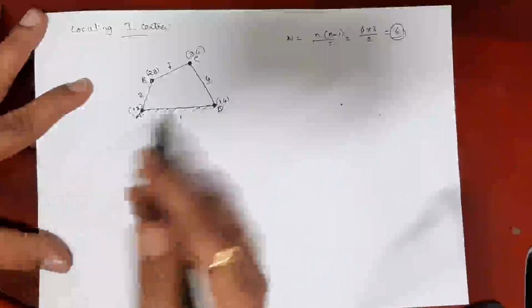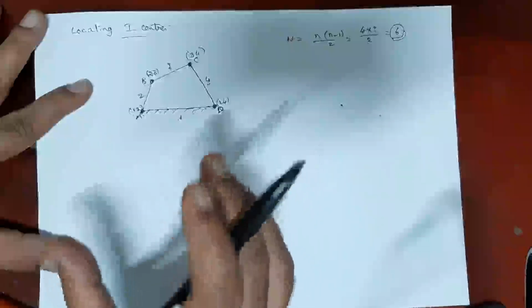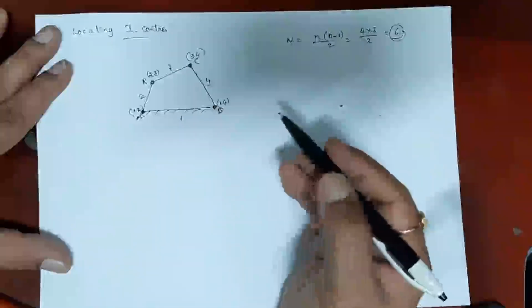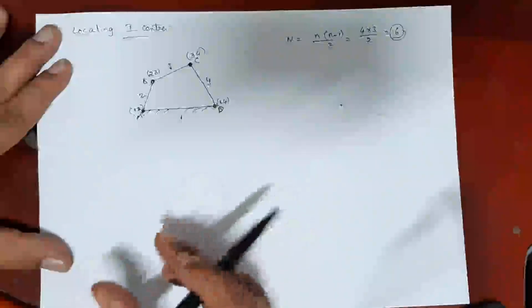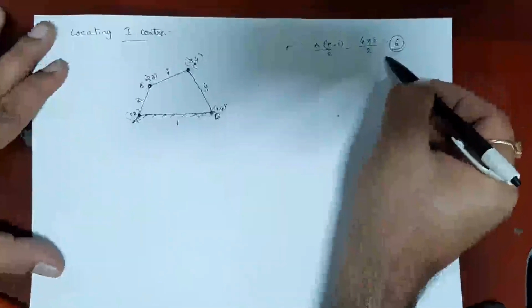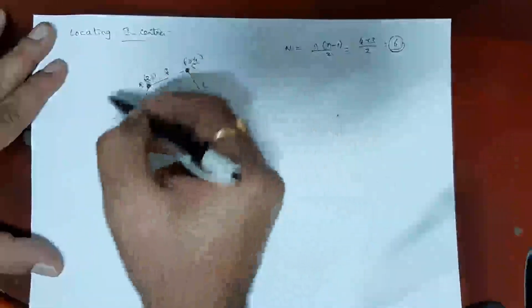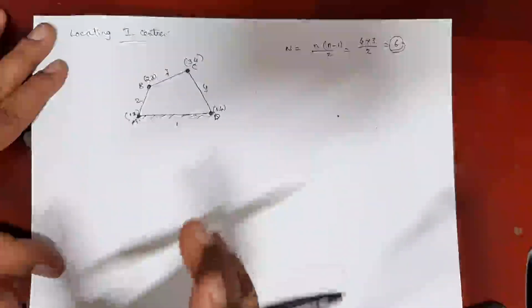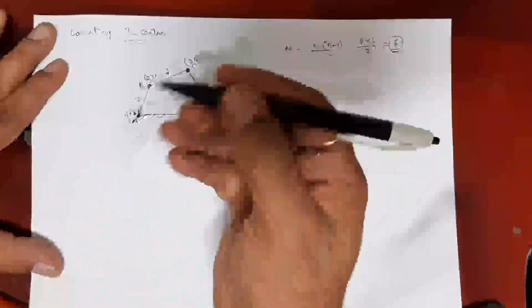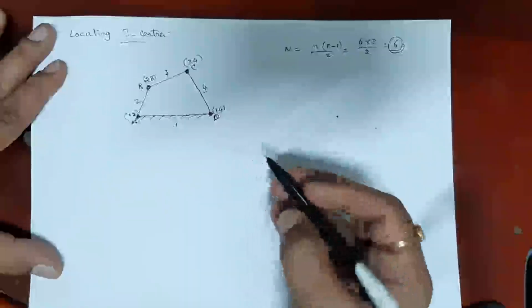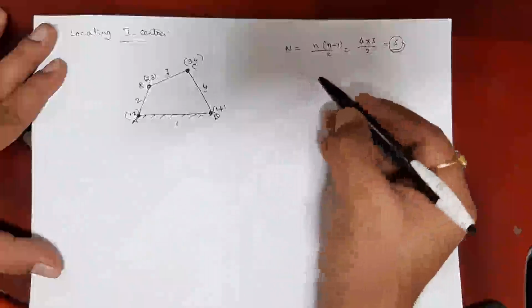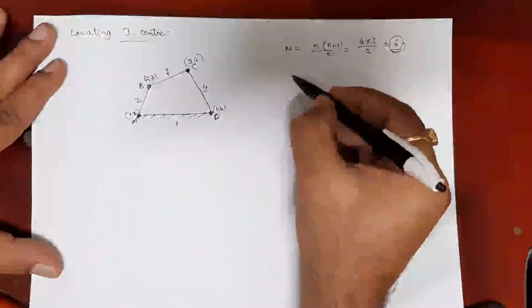So by seeing the configuration of the mechanism, you can easily locate some of the instantaneous centers. The number of instantaneous centers we calculate is 6, but by observing the diagram we can locate only some of them. So for the remaining ones, first of all, we should understand this.